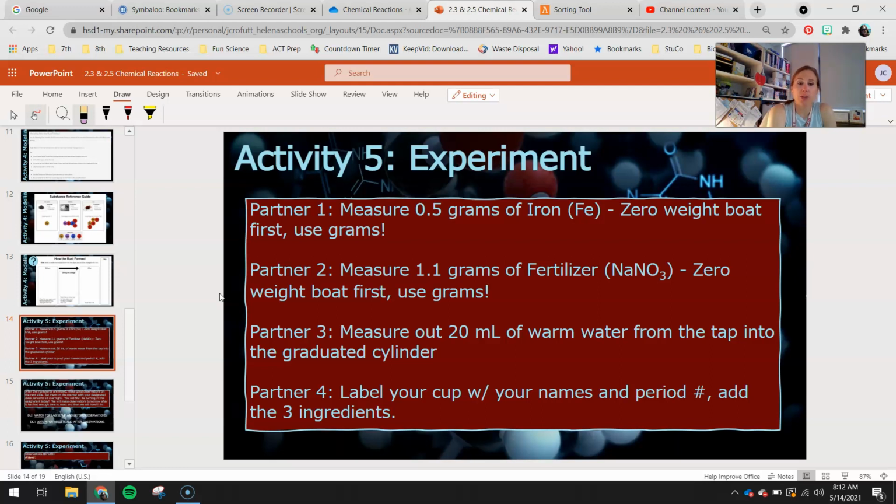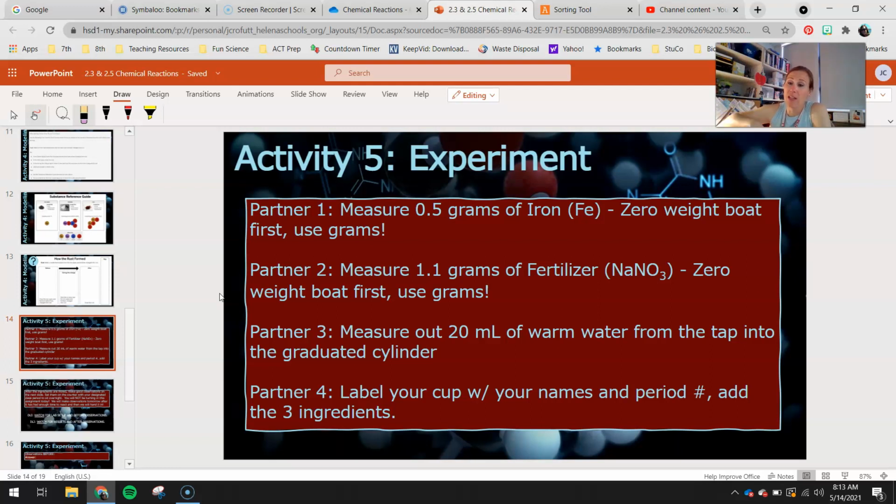Partner 1, you will come up front and measure out 0.5 grams of iron. So this is pure iron. You got to observe it in those little vials the other day. And just as a reminder, when you are weighing that, you need to be in grams. So you should see a little G up in the upper right-hand corner of the scale. If it's not on G, make sure you press mode until it goes to G. You will have a clean weigh boat. Place your weigh boat on the scale. Hit 0, so we're not weighing the weigh boat.